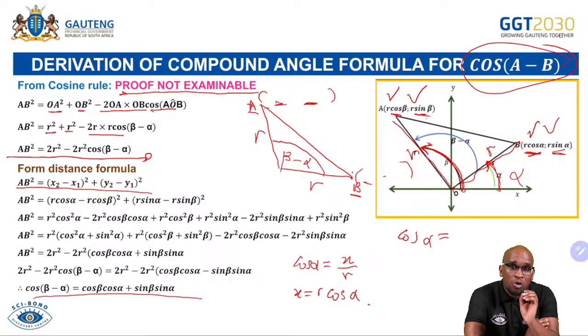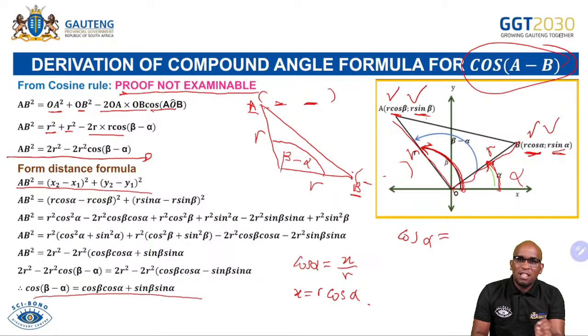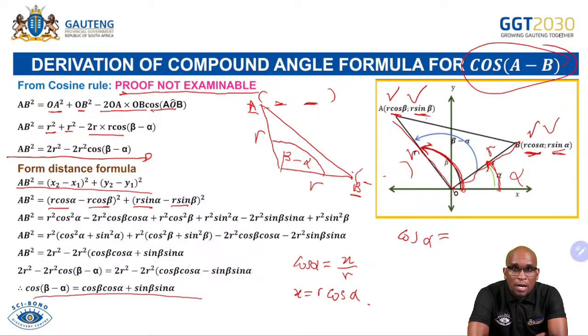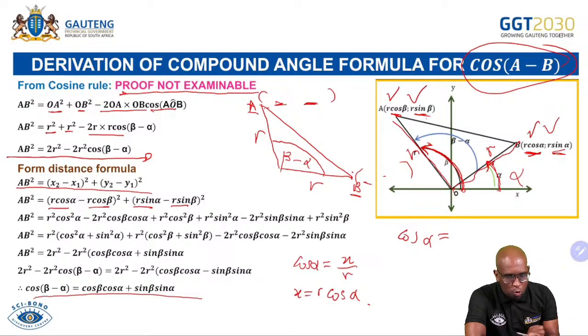Now, when we use the coordinates to determine the length of AB, we're going to say that AB squared is x2 minus x1 all squared, plus y2 minus y1 all squared. Substituting the x and the y values in the formula, we get r cos alpha minus r cos beta all squared plus r sin alpha minus r sin beta all squared.